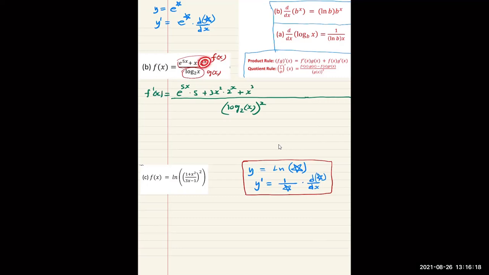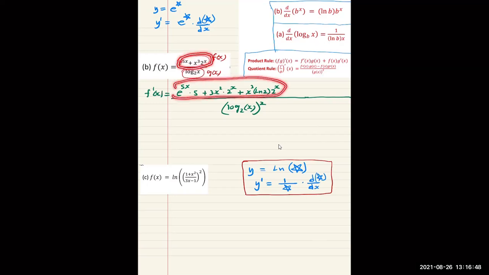How do you differentiate 2 to the power x? Well, we can use this formula. The derivative of b to the power x is ln b times b to the power x. So the derivative of 2 to the power x should be, according to that formula, ln 2 times 2 to the power x. If you want, you can put this within parentheses. Done. So we have the derivative of this piece completely.